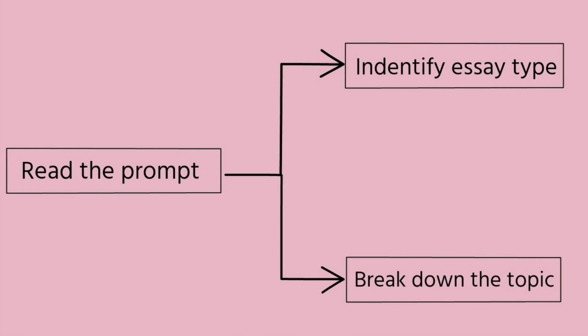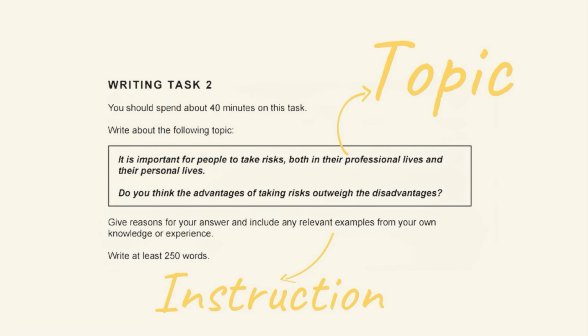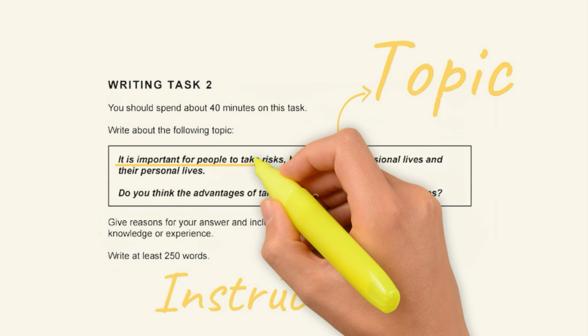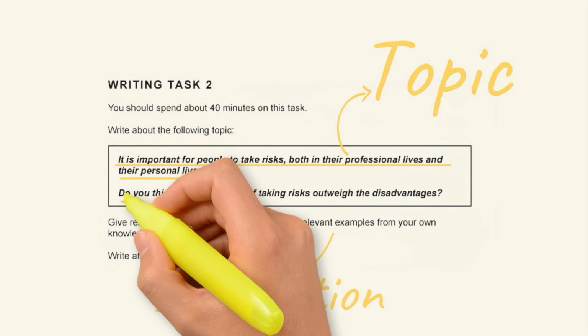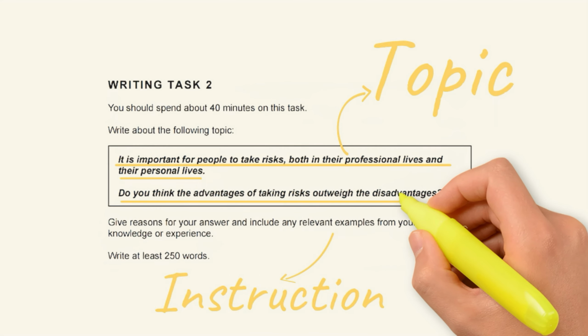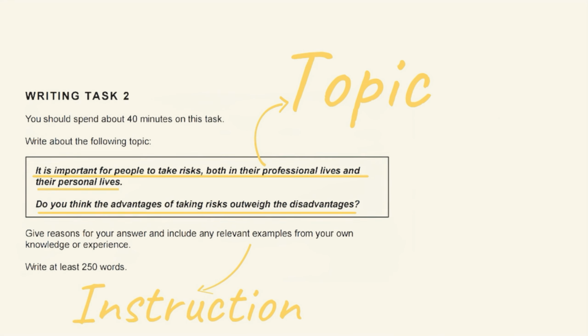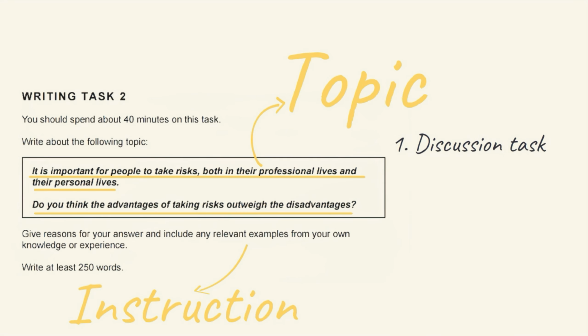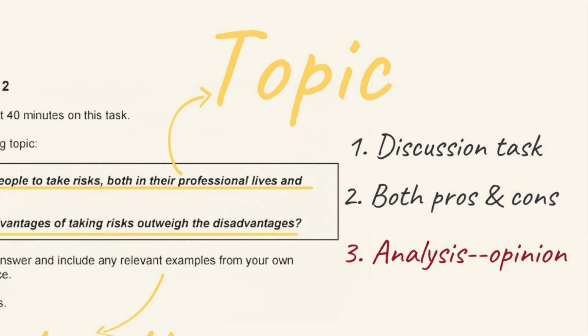First, let's read the prompt. There are 2 parts, the topic and the instruction. Let's look at the topic first. It is important for people to take risks, both in their professional lives and personal lives. Do you think the advantages of taking risks outweigh the disadvantages? Now, you can identify it's a discussion task, in which you must analyze both the pros and cons of risk-taking, and based on the analysis, state your opinion.